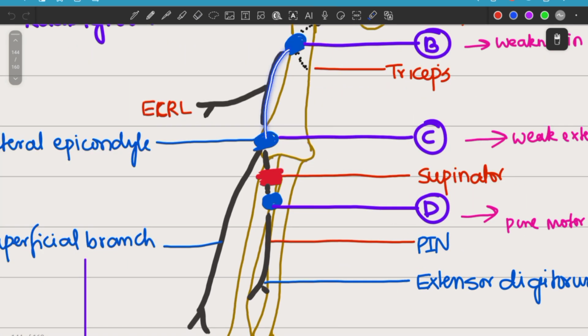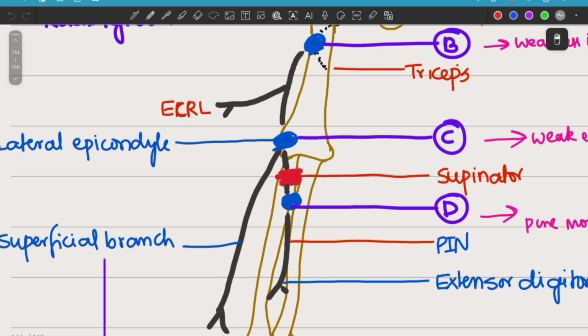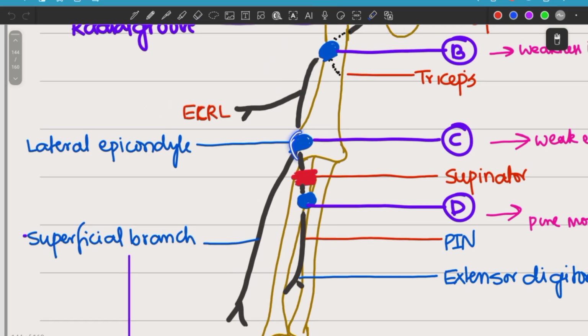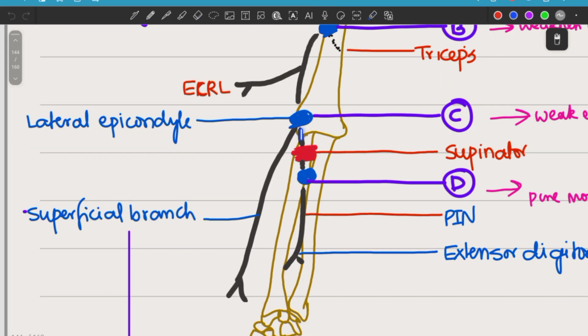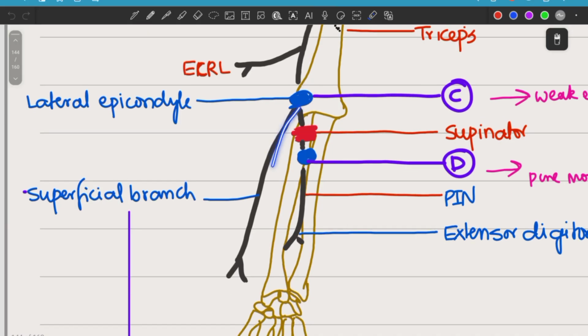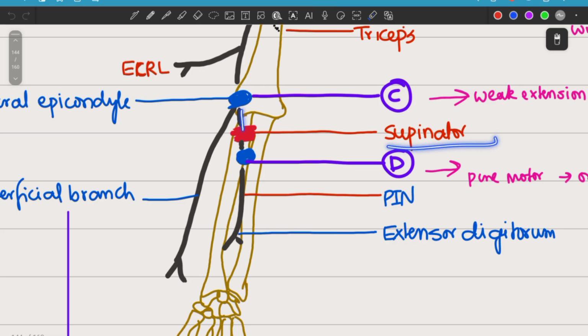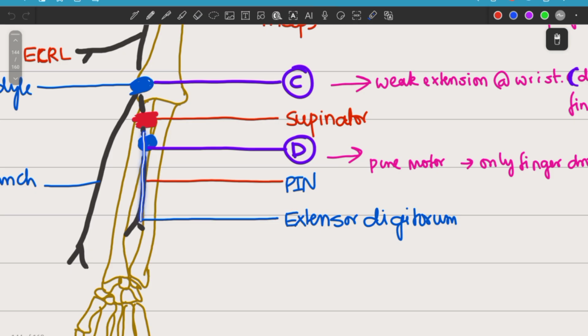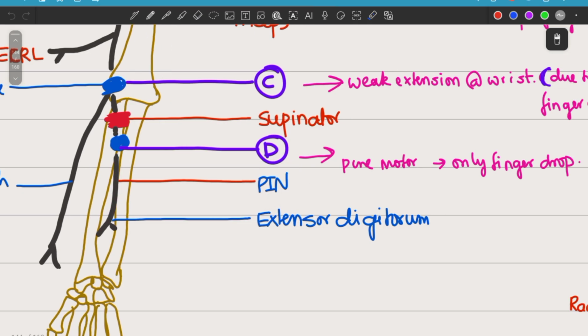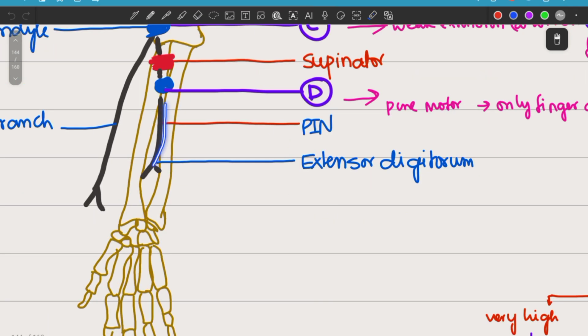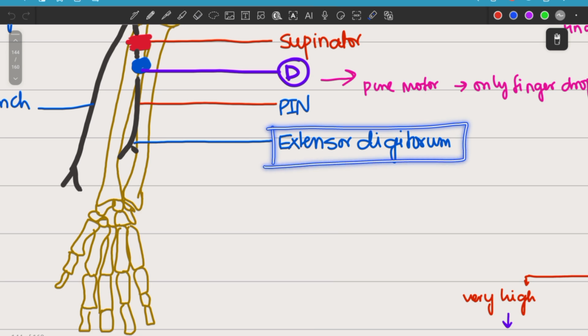Then it will travel down near the lateral epicondyle. Okay, this is the lateral epicondyle. It will divide into two branches. One is the superficial branch, another will pierce the supinator muscle and go behind. Okay, it will form the posterior interosseous nerve, which is a pure motor nerve, supplies the extensor digitorum muscle, which helps in extension of the digits.